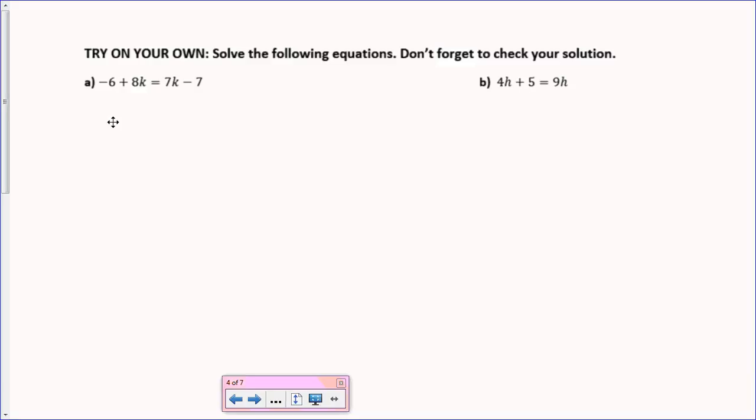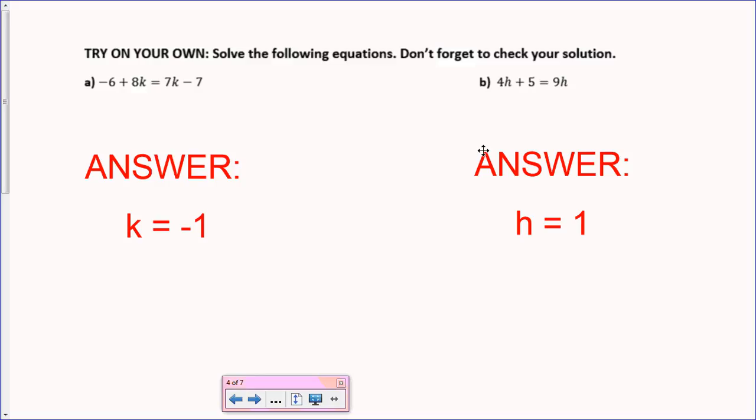Alright, welcome back. So hopefully it wasn't that bad. For A, you should have gotten k equals -1. And you can check your answer to make sure that was right before I even showed you the answer. And for B, you should have gotten h equals 1. Now if you had an issue with either of these, please make a note of it and make sure you ask during class, and I'll be happy to go over it with you.